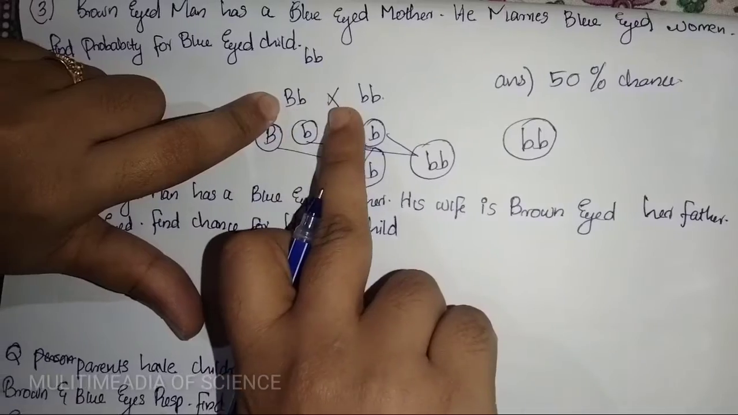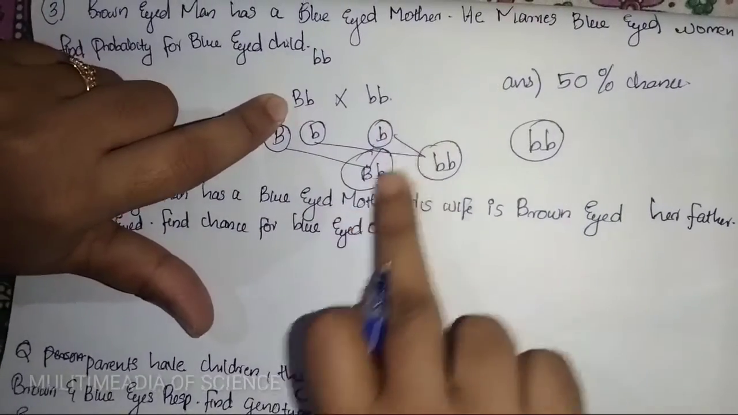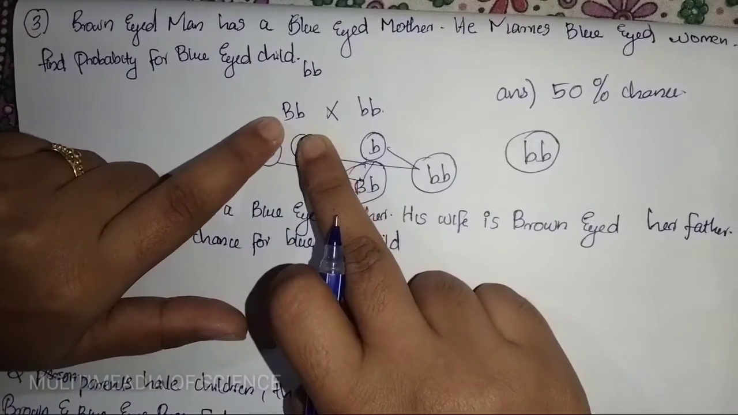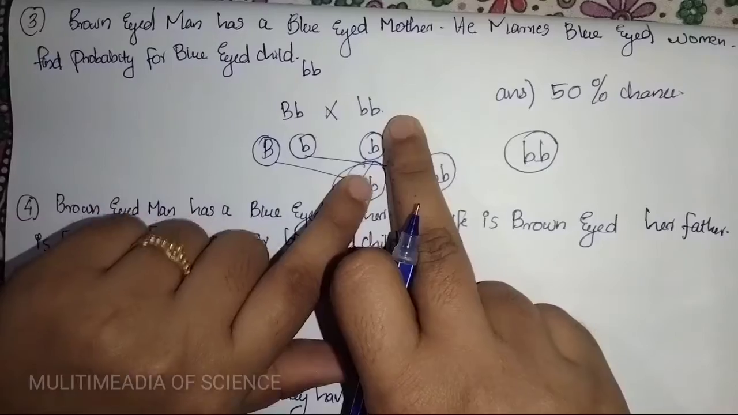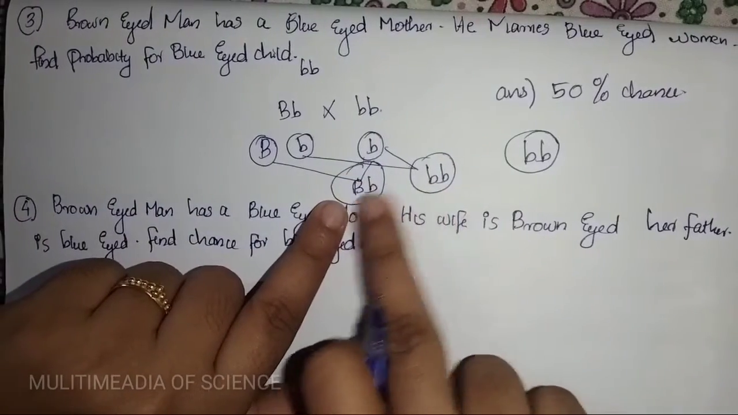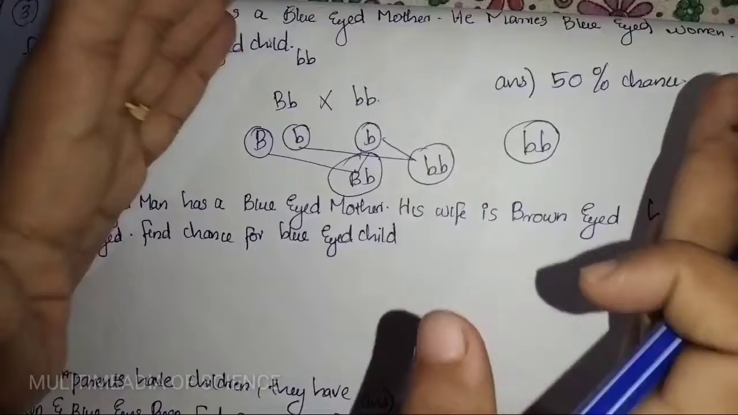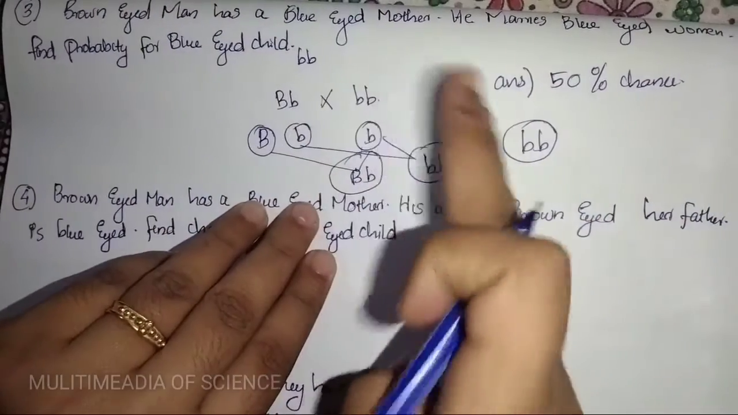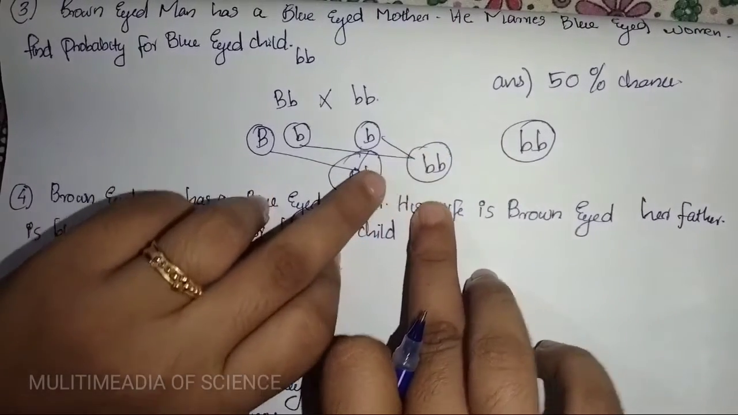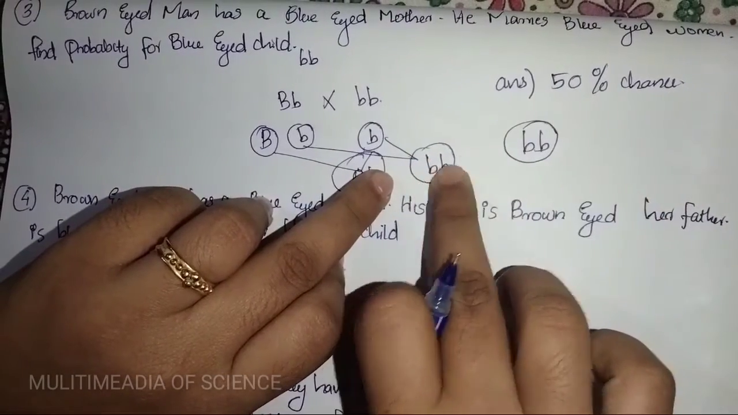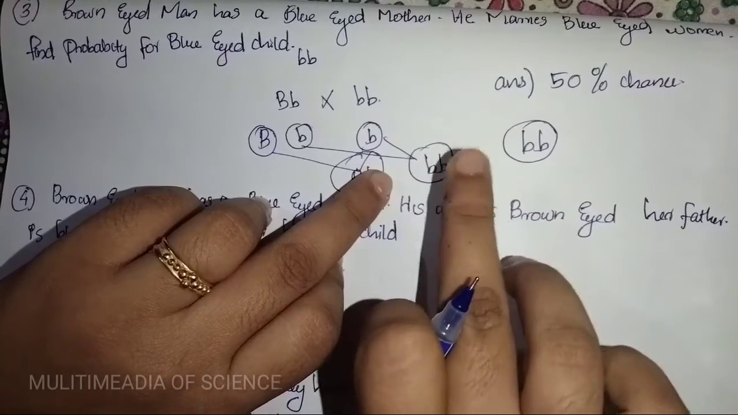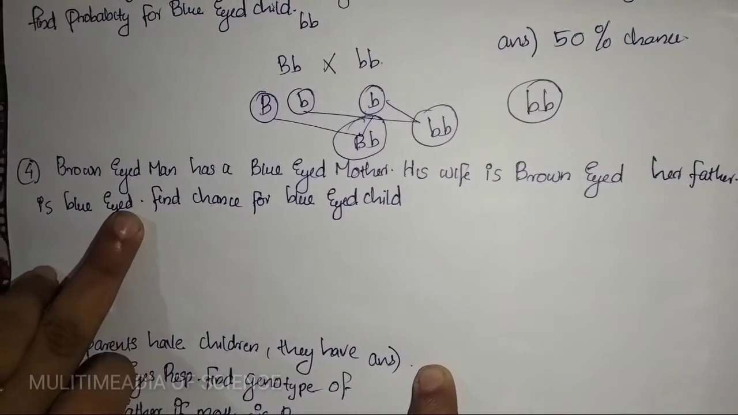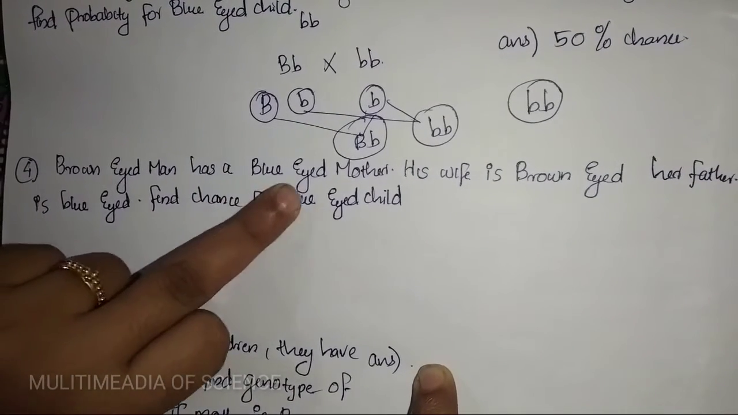Then he crossed with the small b, small b. Then the two gametes are from the capital B, small b, and only one gamete from the small b, small b. And here the two chances, while considering this as a total of 100%, only half of this will be for the blue-eyed child, which means 50% chance is for a blue-eyed child. Please listen to that.